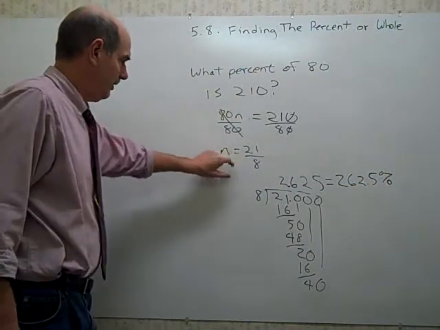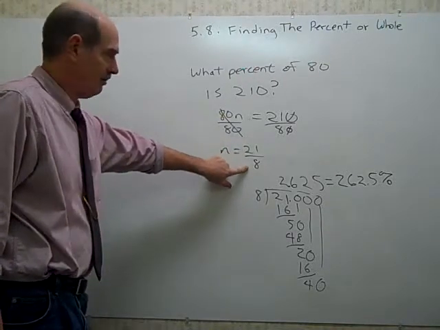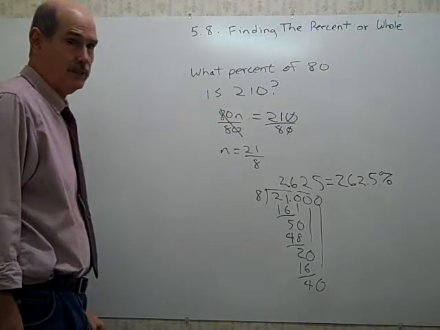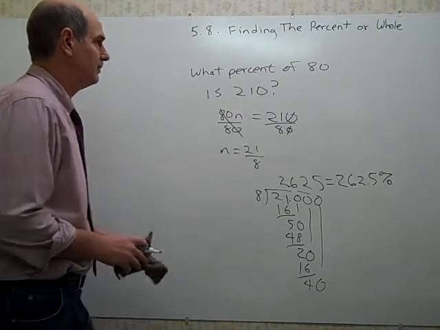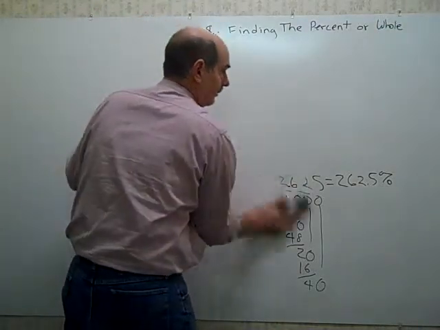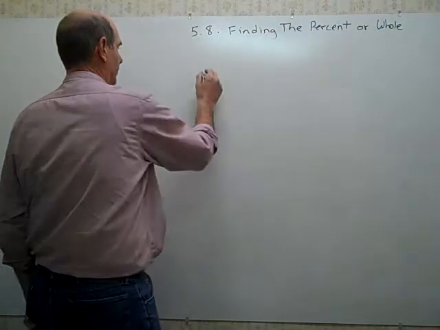And your intuition should help you with that. You know, 21 is between 2 and 3 times as large as 8. So it's between 200 and 300% of 8. We'll do one more problem. It's a little tricky one.